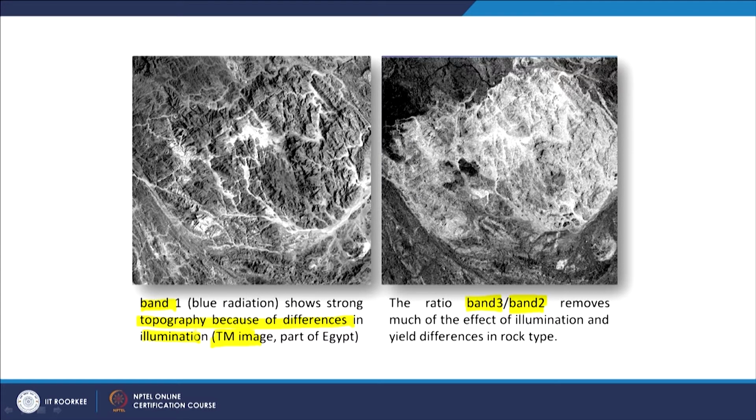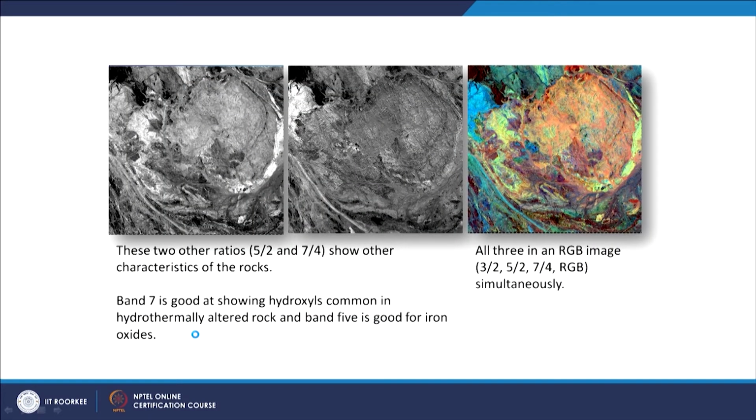Whereas in the right image, when I create a ratio of band 3 and 2, that removes the effect of topography, illumination effects or differential illumination, and yields the differences in rock types. Though the output is in black and white, the two gray images of band 3 and band 2 in this example have been taken and the output is in grayscale. Band 1 does not allow us to differentiate between the two major litho units. So, this is one of the best examples of this.